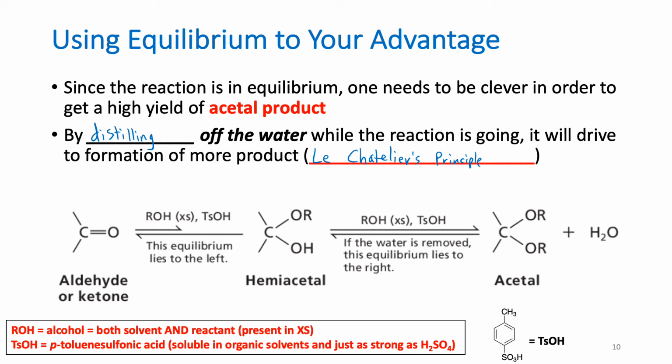Again, this can seem very confusing, especially because we're not performing this lecture face-to-face, so feel free to email me if you have any questions. You do not need to memorize the structure of toluene sulfonic acid, but I do want you to know that it is a strong acid of equal strength to sulfuric acid. They tend to use it, TsOH is the abbreviation, because it's soluble in organic solvents.